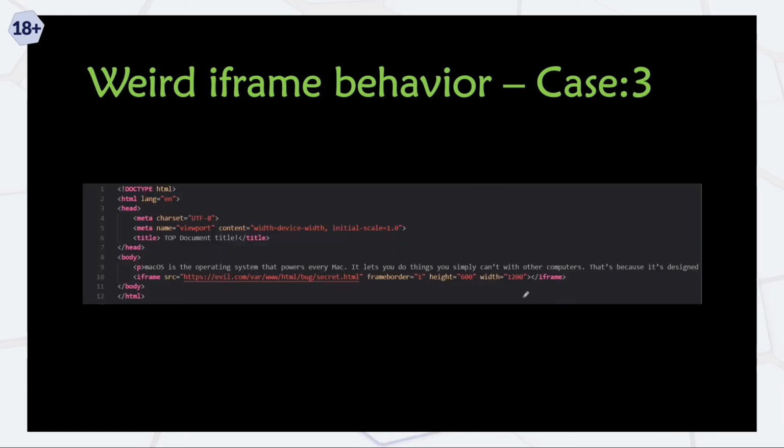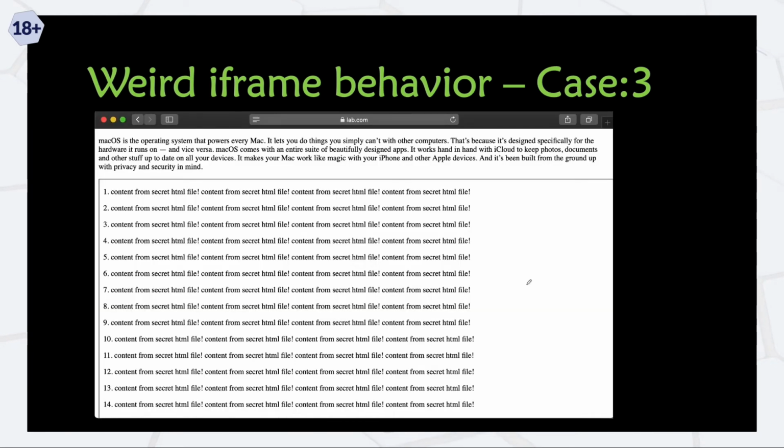So let's try one more time. Again, the idea in case 3 was to keep less content on the top frame, which is why we have only one paragraph at the top frame, and more content from the child frame, which is the secret.html file, and the height and width remain the same. So this is how it looks in normal view. Now we have only one paragraph at the top frame, and the rest of the content is from the child frame itself, which is loading from evil.com.